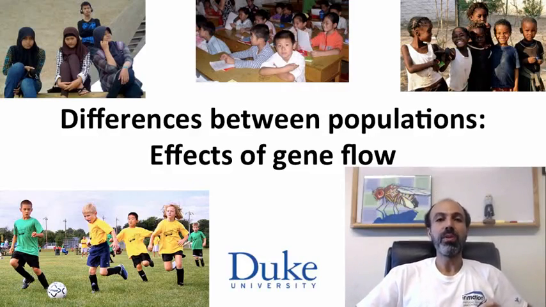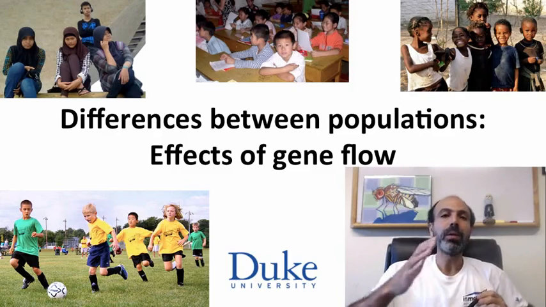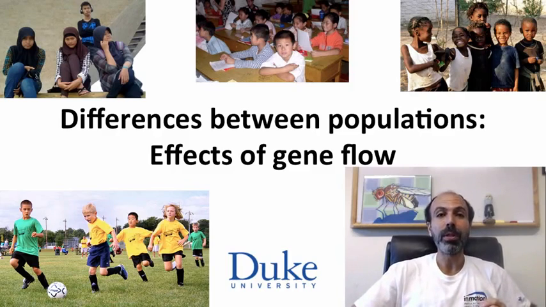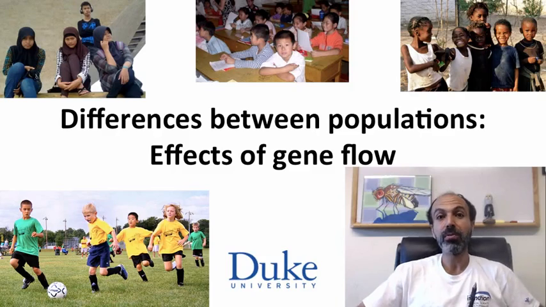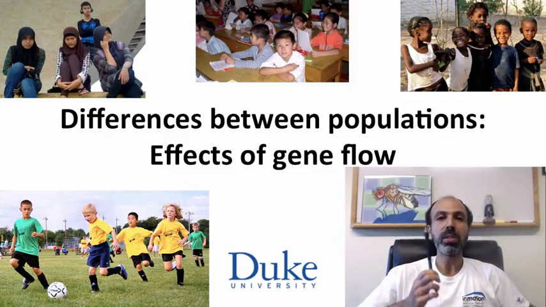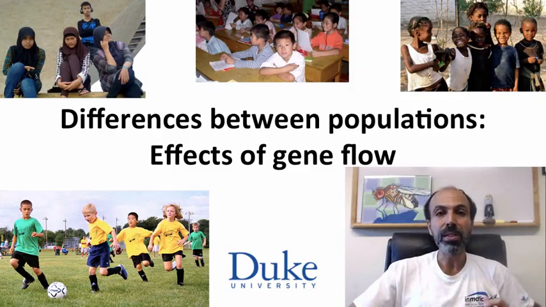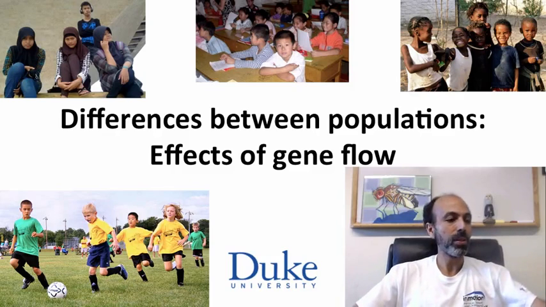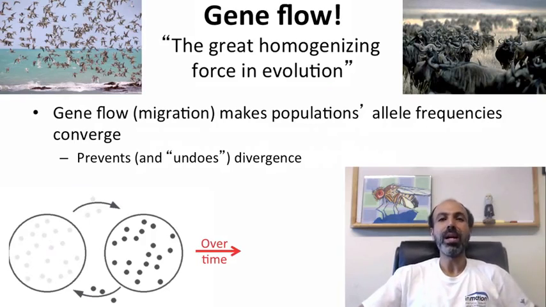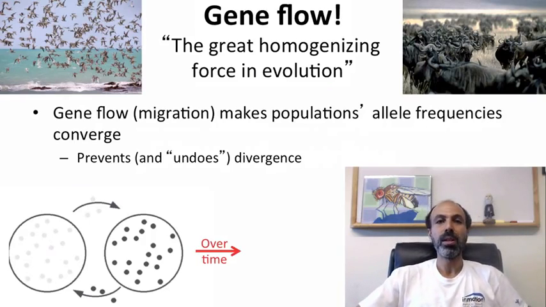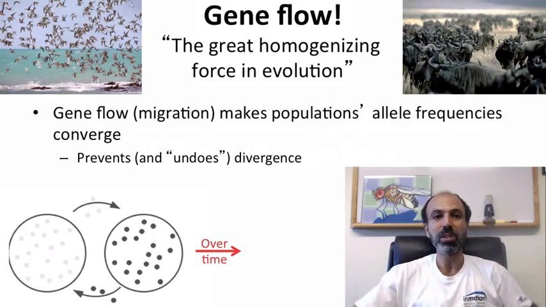In this short video, I'd like to talk about measuring effects of gene flow and how we model effects of gene flow among populations, whether they be human or otherwise. Now, as I mentioned in the very last video, gene flow is why we don't see bigger differences or bigger FST values among human populations. In fact, gene flow is referred to as the great homogenizing force in evolution. Some people call it the great retarding force in evolution.